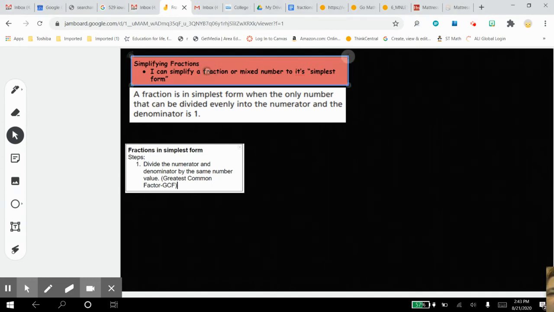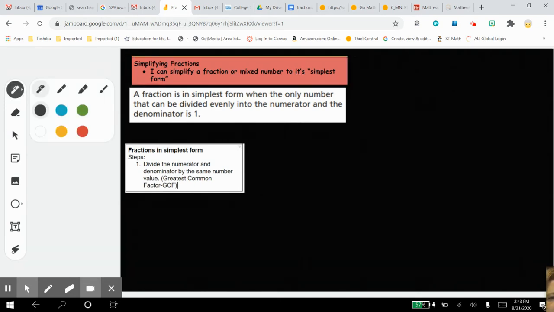If you can see right here, it says I can simplify a fraction or a mixed number to its simplest form. All right, I decided to do a lesson on this today, even though it's not really in our book, because this is something that you are expected to know how to do. Okay, so let's just take a look here really quick at a definition. It says right here, a fraction is in simplest form when the only number that can be divided evenly into the numerator and the denominator is 1.